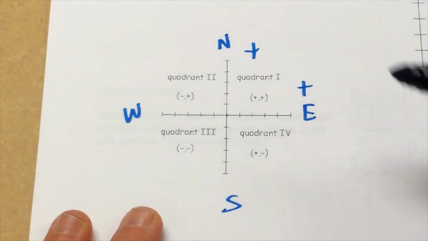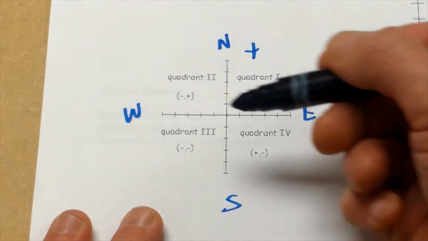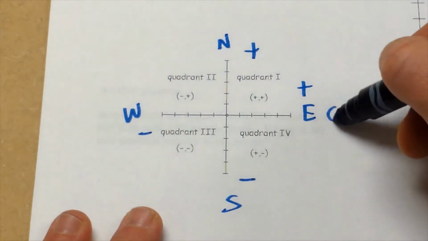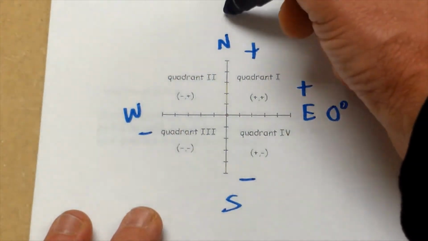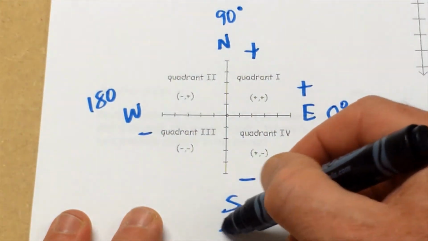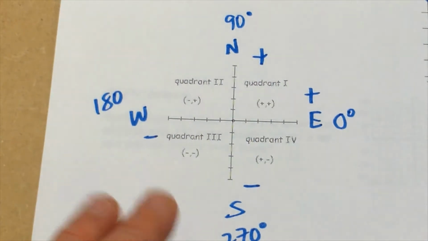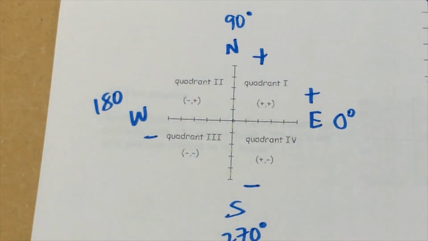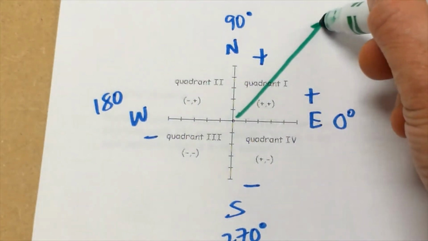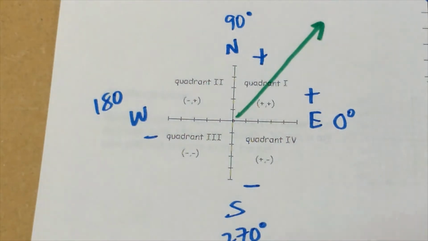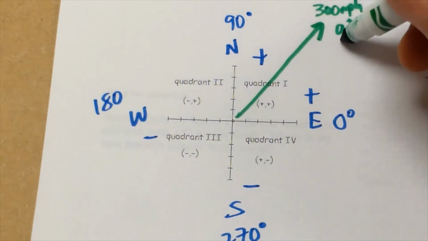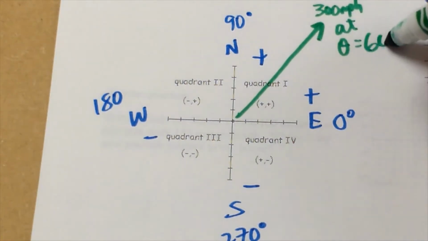Positive to the right, positive upward, negative to the left, negative downward. Well, we can also talk about 0 degrees, 90 degrees, 180 degrees, 270 degrees. So we could put a vector into this two-dimensional grid, and we could say maybe my plane was traveling at 300 miles per hour at an angle theta of maybe 60 degrees.